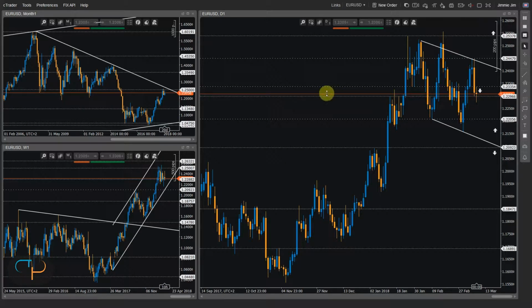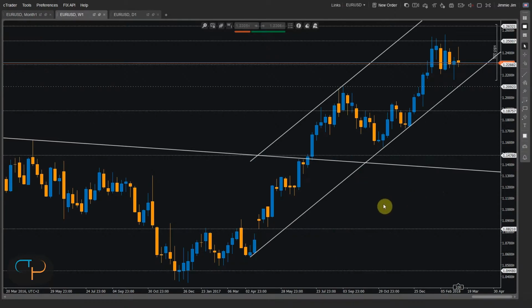Now I'll first look at the weekly chart, where the bias is neutral, and that's because although price is in an ascending trend, it closed above this 1.2288, printed this Pinocchio bar, this pin bar, which happened to falsely break this level.